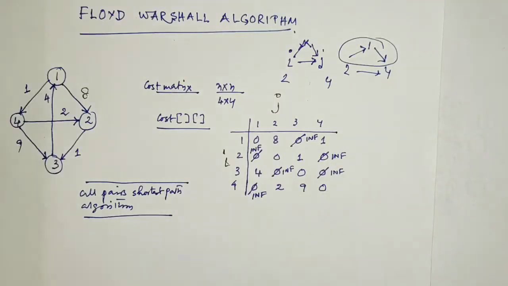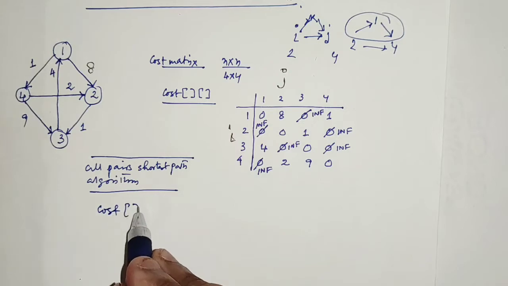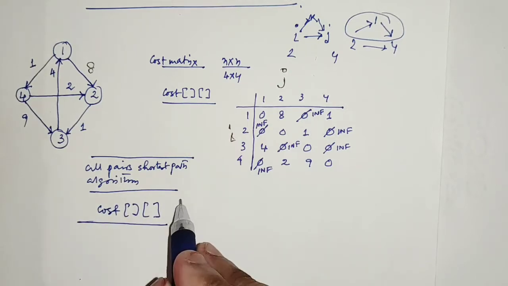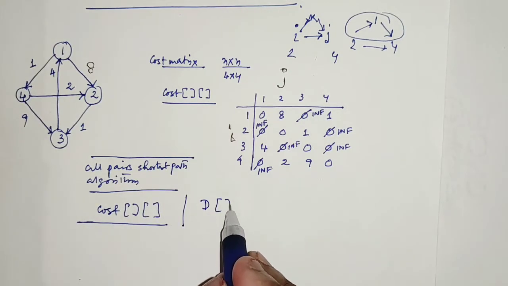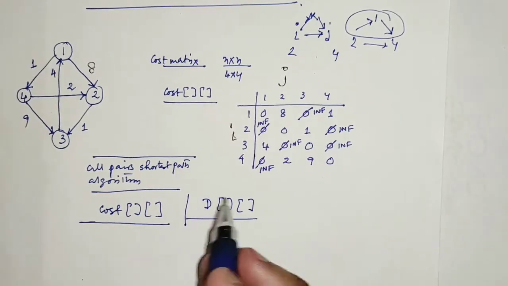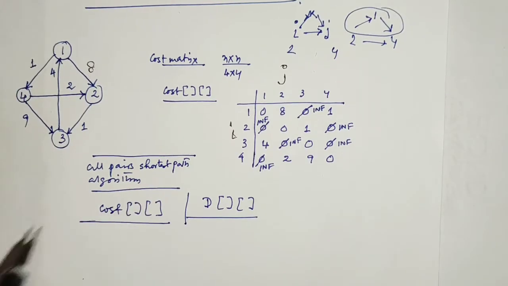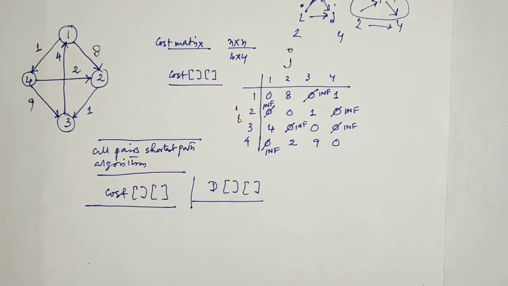So now we will consider the cost matrix formation. We will take two matrices. One is cost, which will represent the original graph, and another, suppose it is D. D is a distance matrix. Using D we will go for the computations. So we will keep the cost matrix as it is, and we will not disturb its entries. First of all we have to build the cost matrix, then we have to apply the formula. It is a very simple algorithm and very simple implementation.